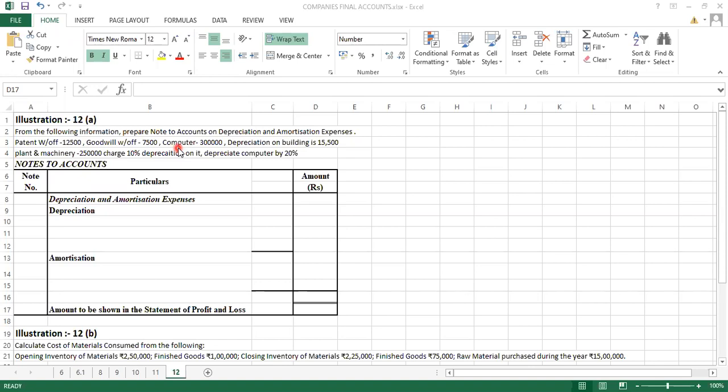Same way, on plant and machinery you have to charge 10%, so 10% of 2,50,000 comes to 25,000, and depreciate computers by 20%. So 20% of 3 lakh comes to 60,000. So depreciation will be on fixed assets, and on what will you charge amortization? On intangible assets. So let's start with the solution. Draw the notes to accounts. Give the heading, notes to accounts, note number, particulars, amount rupees.